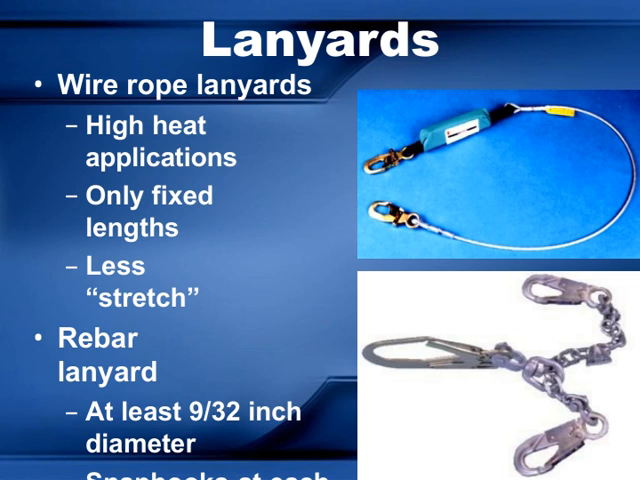They typically feature snap hooks at each end, which are attached to hip D-rings, making them easy to secure and disconnect as needed. Overall, whether you're working with wire rope or rebar lanyards, the main goal is safety and reliability. Choosing the right type and size ensures that your fall protection is effective and dependable in demanding conditions.